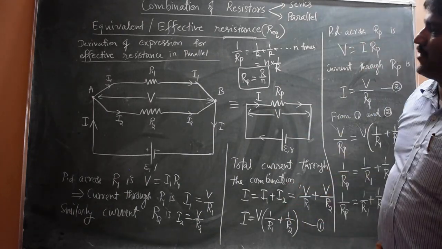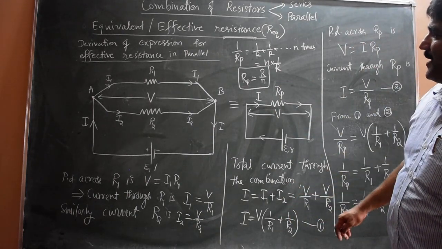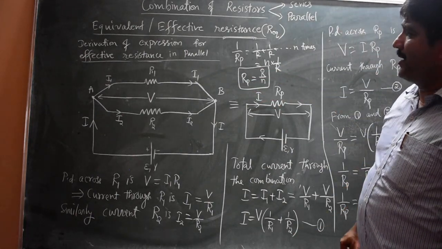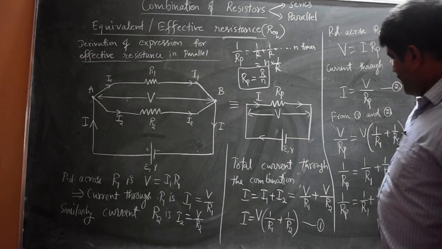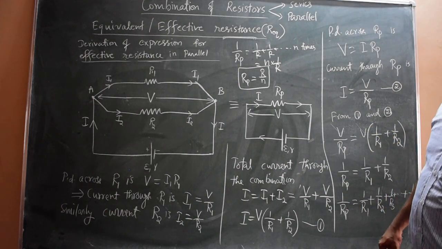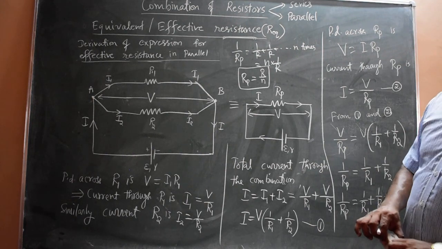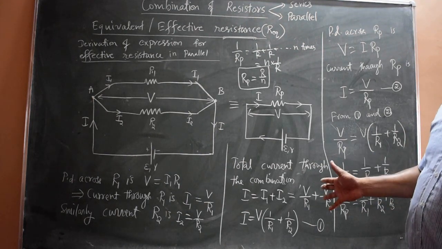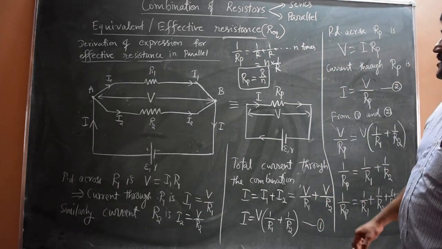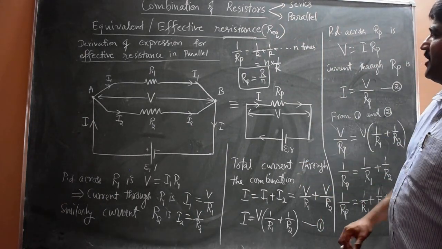And remember, in case of a parallel combination, one more thing: if any number of resistors are connected in parallel, the equivalent resistance will be smaller than the least value of the resistance in the combination. Smaller than the least value of the resistance. Whatever the smallest value is, the effective value will still be smaller than that least value in the circuit or in the combination of resistors.